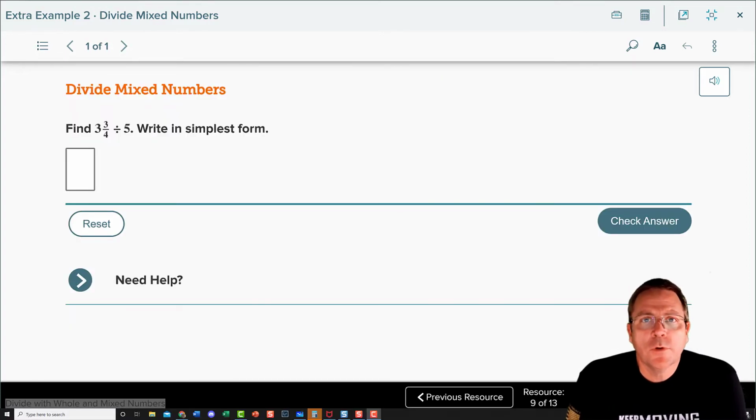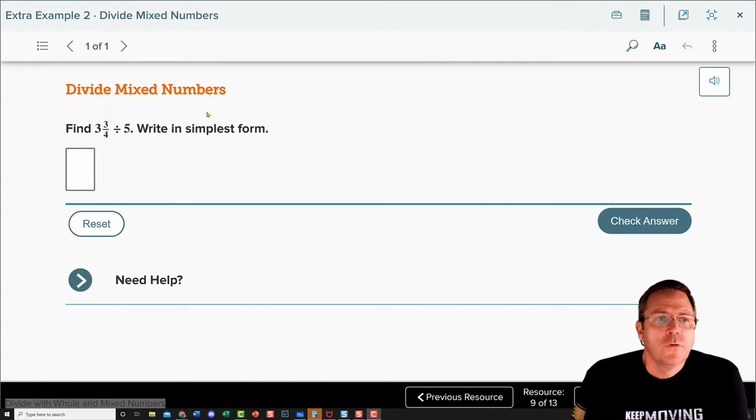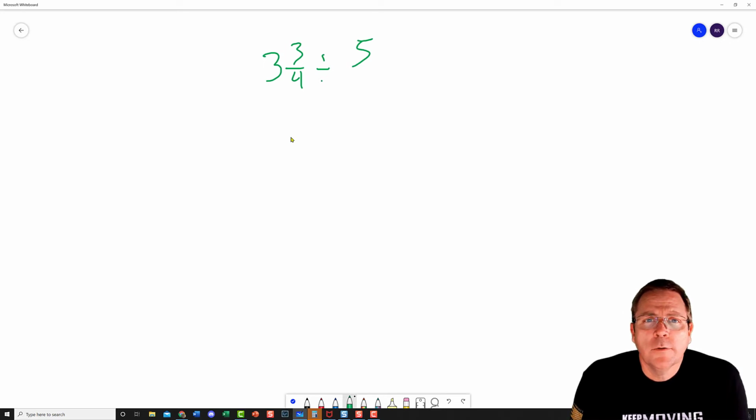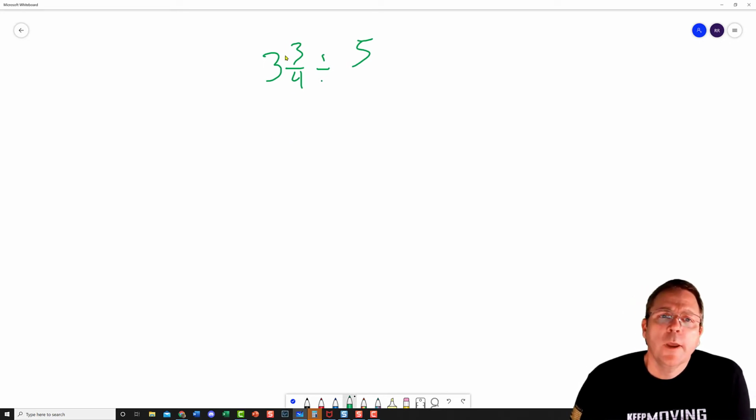Now it's going to be your turn. Pause the recording, solve this problem on your own, and let's see if you can get it right. How did you do? Let's find out. We have 3 3/4 divided by 5, also known as, of course, 5 over 1.